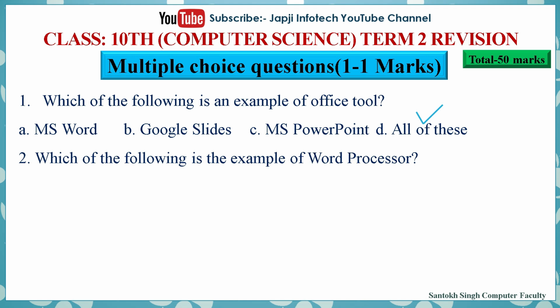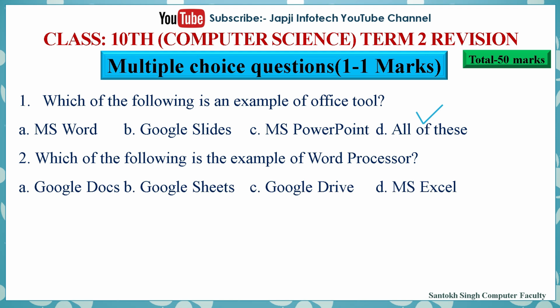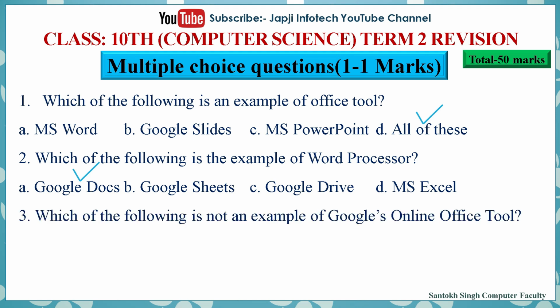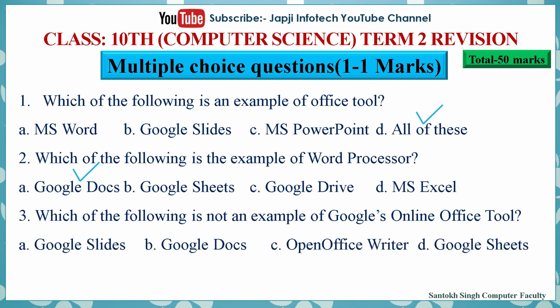And second question is, which of the following is the example of word processor, and their options are Google Docs, Google Sheet, Google Drive, and the last one is MS Excel. And the right answer is Google Docs is the example of word processor. And third question is, which of the following is not an example of Google's online office tool, and their options are Google Slide, Google Docs, Open Office Writer, and the last one is Google Sheet. And the right answer is Open Office Writer is not an example of Google online office tools.